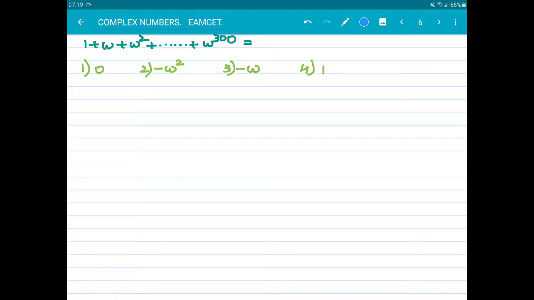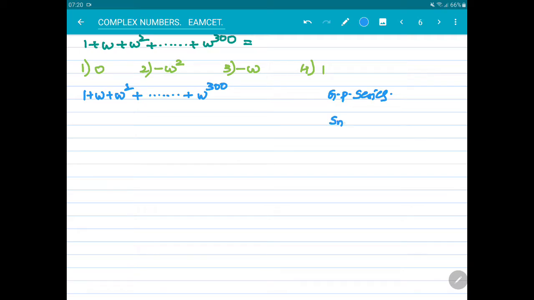This is the objective bit from complex numbers. Let us solve this bit. 1 plus omega square plus so on plus omega power 300. And observe that the terms in the series follow the GP series. The terms in the series are in GP series. And note that the number of terms in the series is 301. So the number of terms in the series will be finite.